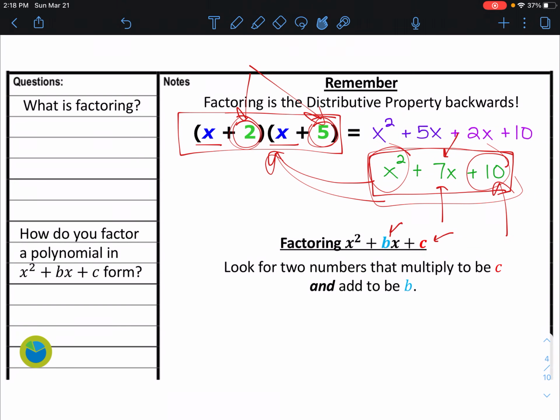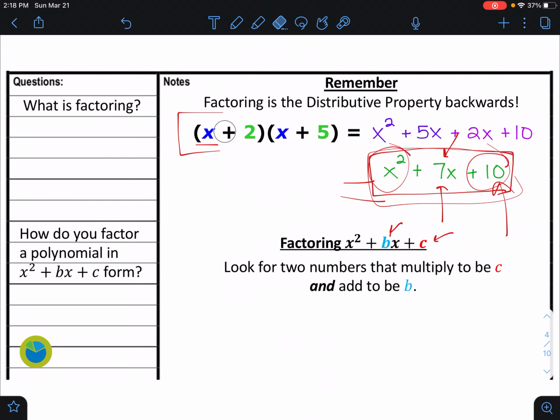So one thing that you can expect every time is that your answer is going to look like this, okay? A couple of binomials, both starting with an x, okay? All right.